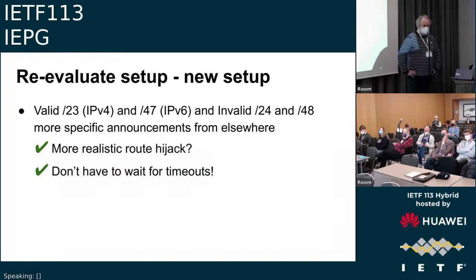So for the new beacon, we did it a little bit differently. We announced a /23, less specific, from Amazon, to be precise, and an invalid /24 from that less specific from ColorClue, which is really convenient because you don't have to wait for timeouts. And maybe it's also a bit more realistic, but maybe not. Maybe for the most realistic situation, you would have 2 /24s. Next slide.